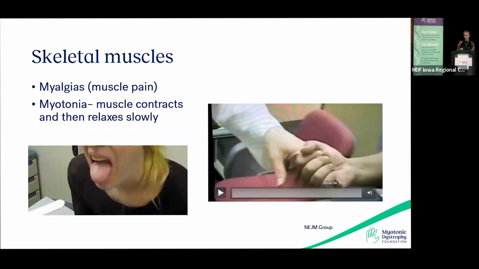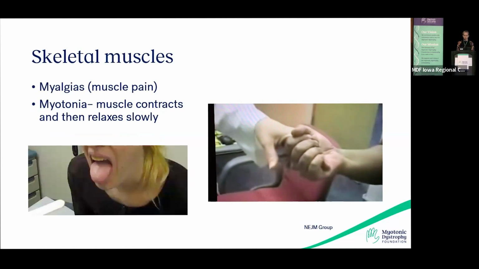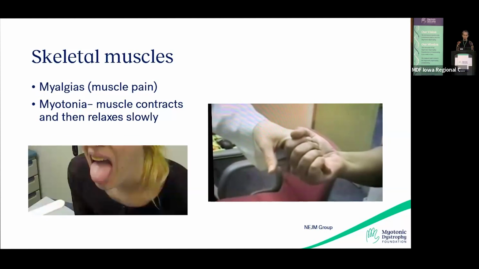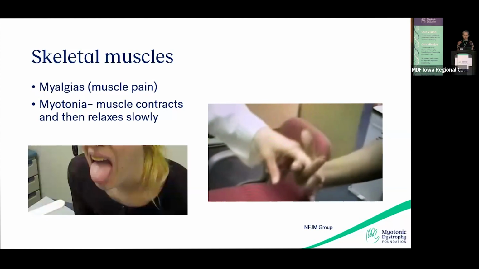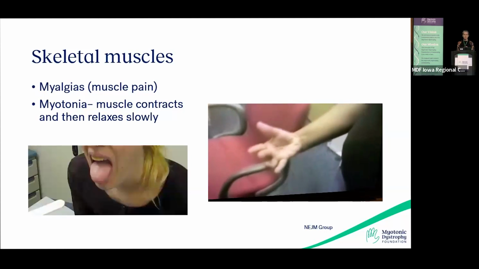So the symptoms that people experience with skeletal muscle are myalgias, which refers to muscle pain or muscle tenderness. And we mentioned the myotonia, where the muscle contracts and then slowly relaxes instead of relaxing quickly. This video is showing grip myotonia. The person is asked to squeeze the fingers really hard and then to release quickly. But you can see it's hard for them to get their fingers released fast and straightened all the way.